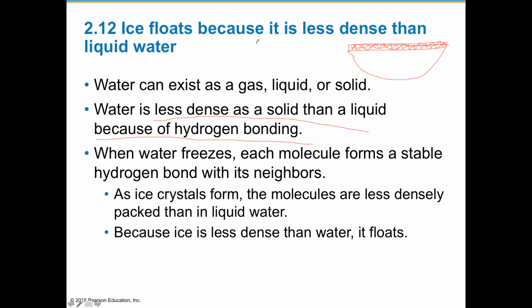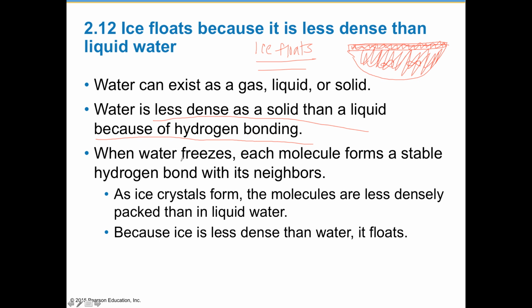We know ice floats. That's because water is less dense as a solid than as a liquid. If this ice did not float, we would have serious problems. There'd be no fish in places where the water's freezing. We have fish here, right? Here's our little fish. If this wasn't true, this whole thing would ice up and they would all die. So we need ice to float. We need water to be less dense as a solid.